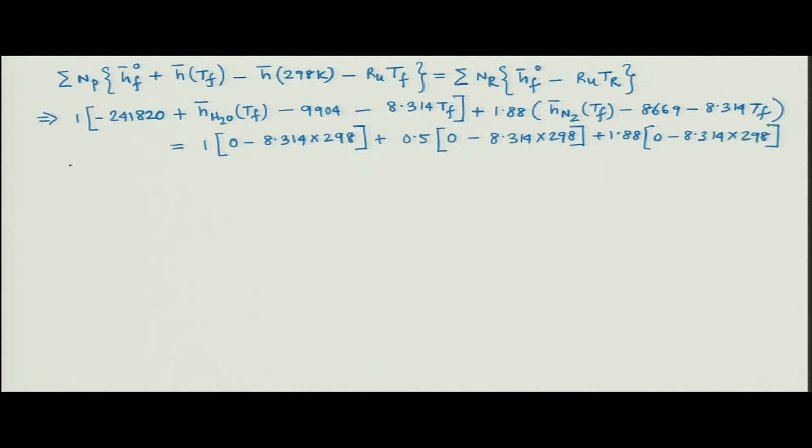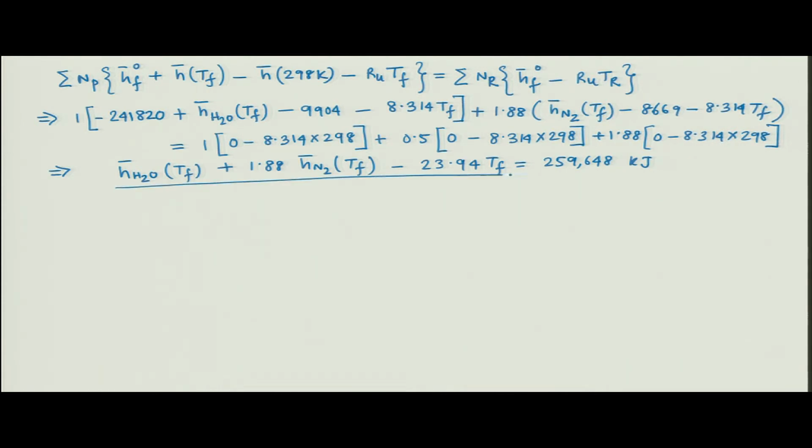Now, if you do the algebra, you will find the enthalpy of H2O at Tf plus 1.88 times the enthalpy of nitrogen at Tf minus 23.94 times Tf should be equal to 259648 kilojoule. So, just the calculations. Now, this is the final form that you are getting. What you have to do now is find Tf. We can obtain this Tf by a trial and error method.